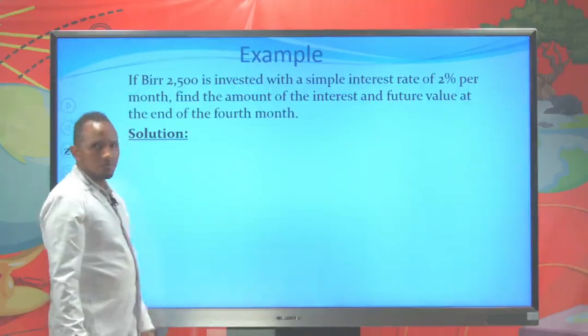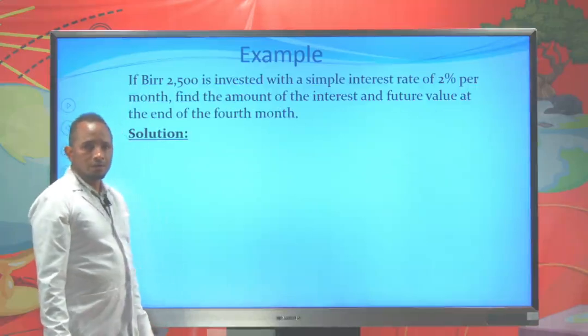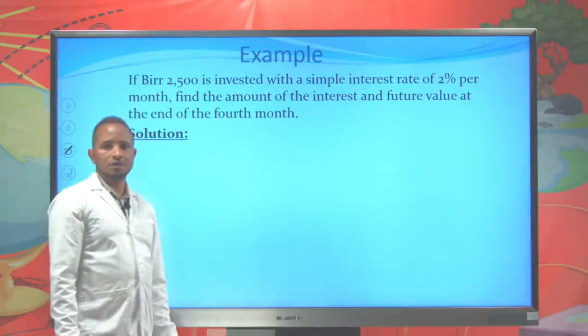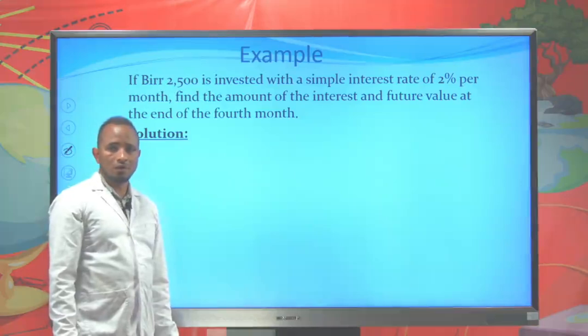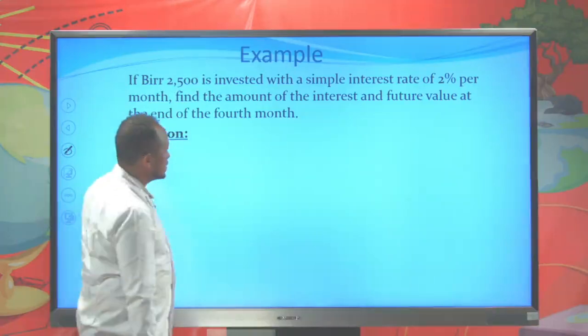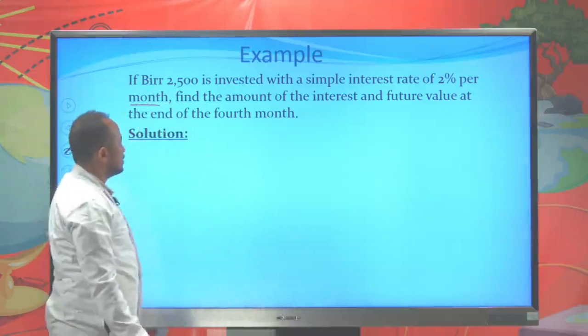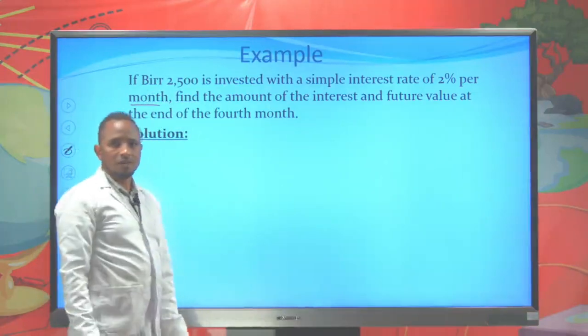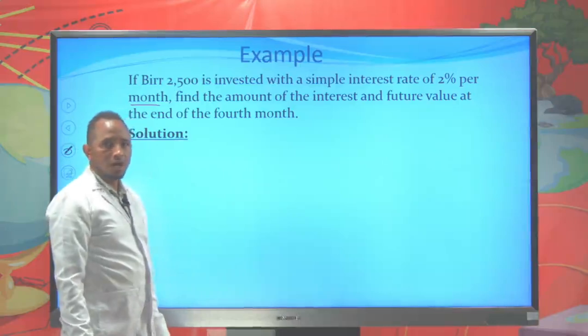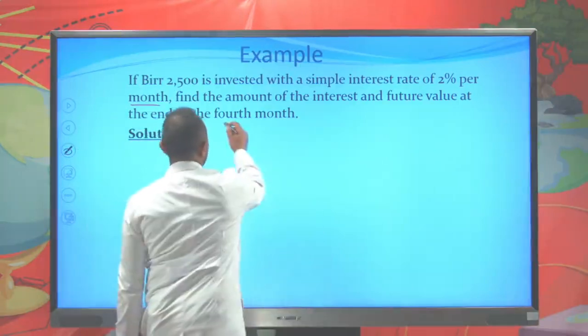Now, let's see an example for this. If birr 2,500 is invested with a simple interest rate of 2% per month, find the amount of the interest and the future value at the end of the 4 months.